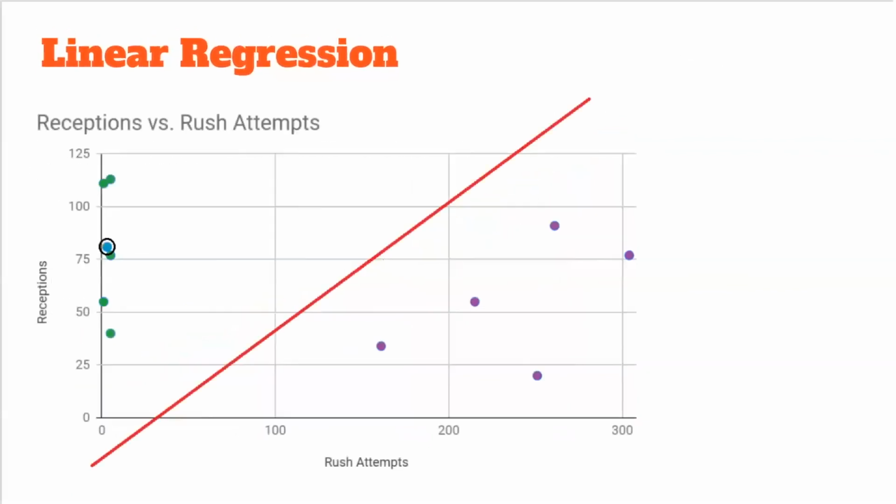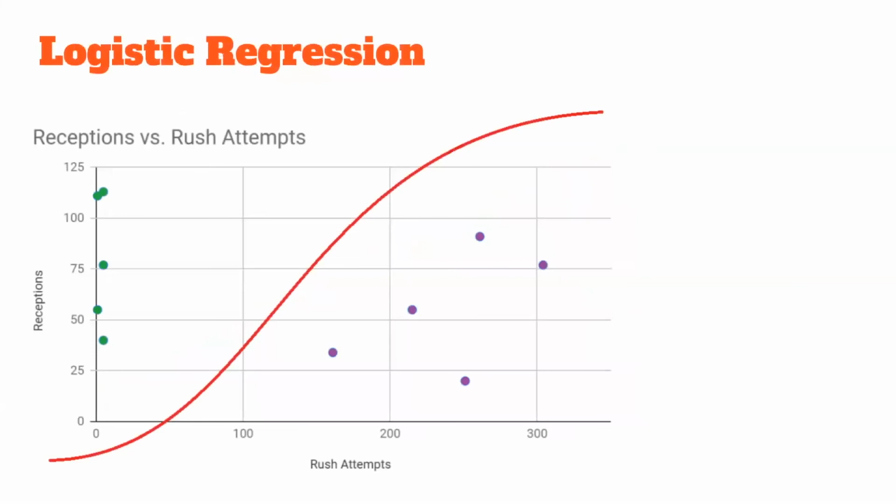Okay, sorry about that. So Jarvis Landry comes in and his dot's right there. He immediately is classified as a wide receiver because he's on the other side of that hyperplane. And graphically speaking, the biggest difference between linear regression and logistic regression is the line follows a log curve, and you use logarithms instead of typical slope.